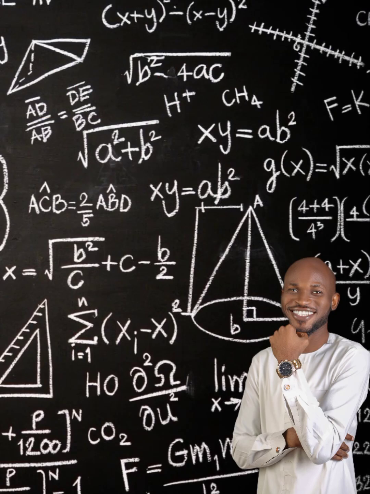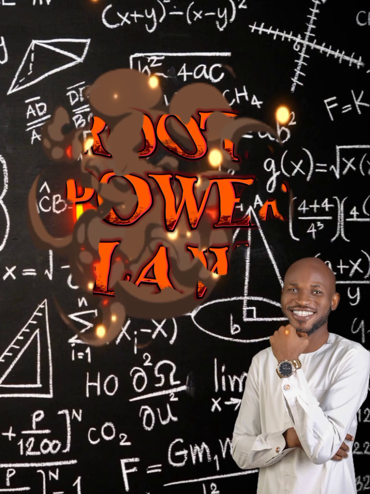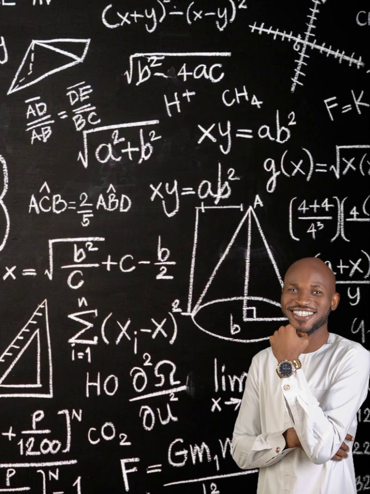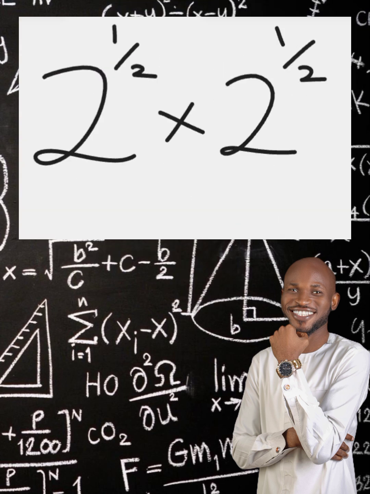Let's talk about the roots power law. I'm going to use this simple example to explain this law. If I ask you to multiply 2 raised to the power of 1 over 2 by 2 raised to the power of 1 over 2, that is 2 raised to the power of 1 over 2 times 2 raised to the power of 1 over 2.